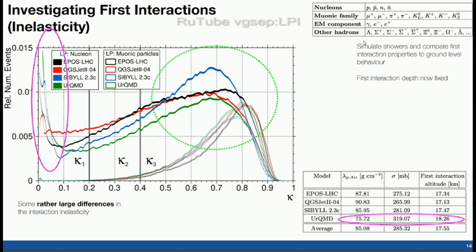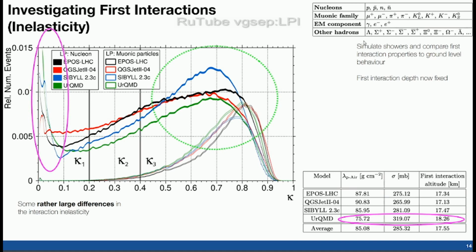So how this worked in practice is basically you run a CORSIKA simulation with a fixed first interaction point, you put one observation level directly below that, and then you put one observation level at your ground level. And that allows you to pick out basically the first interactions that are of interest and compare the ground level behavior between them. So we studied a lot of different variables on this actually.